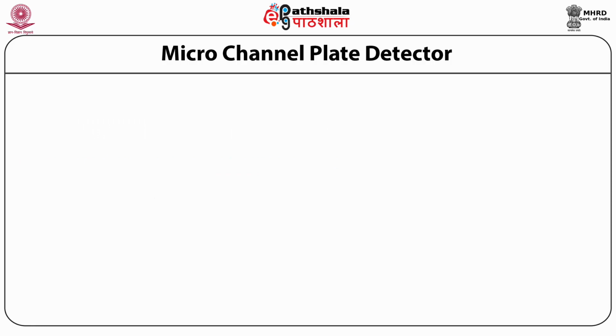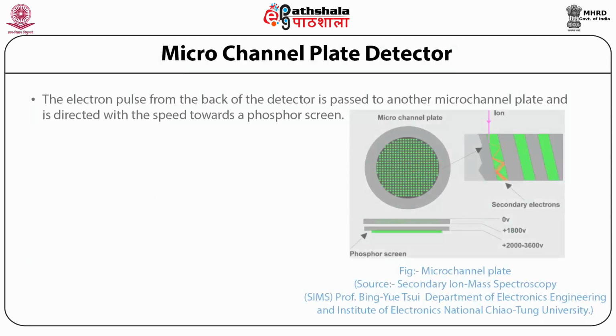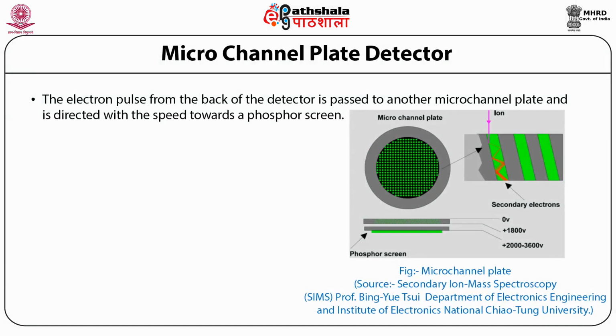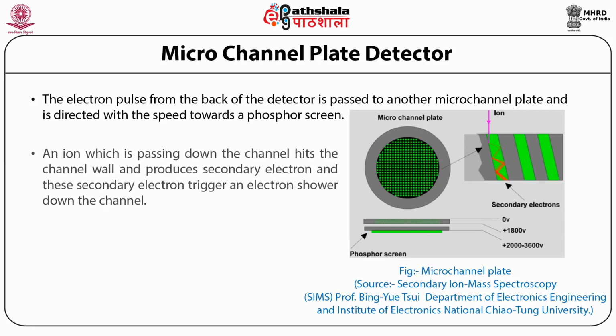Going on to explain this particular part further, the electron pulse from the back of the detector is passed to another microchannel plate and is directed with speed towards a phosphor screen. Here, of course, it is detected. An ion passing down the channel hits the channel wall and produces a secondary electron, and these secondary electrons trigger an electron shower down the channel. This has been indicated in this slide also.